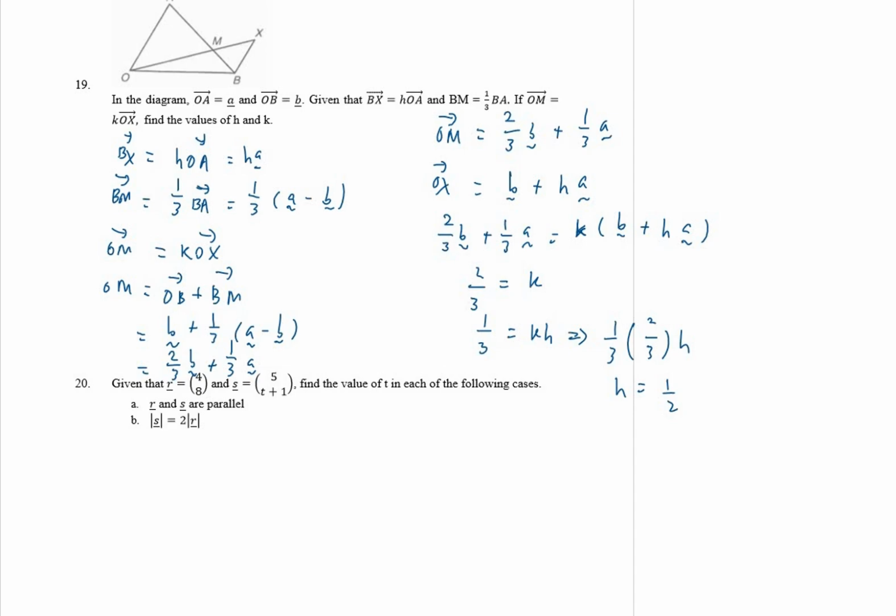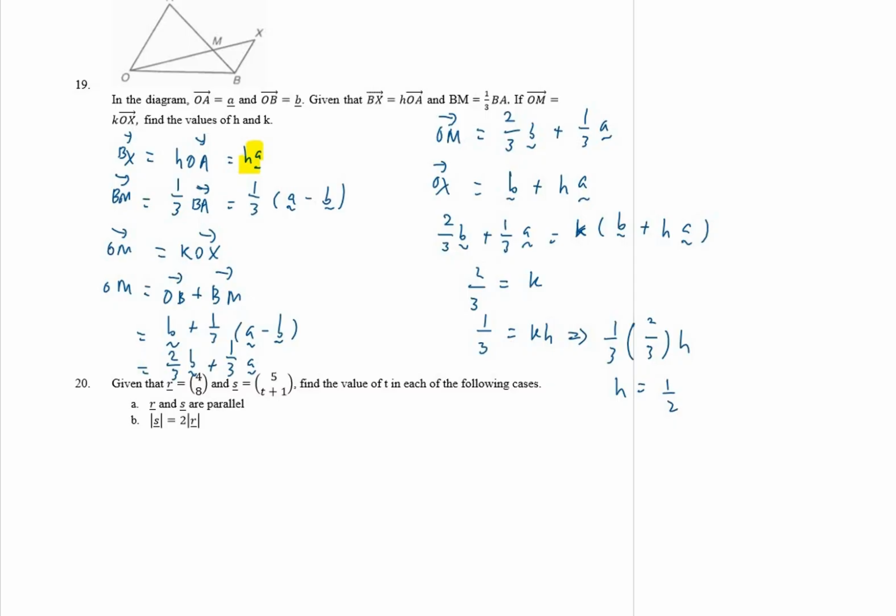Okay, so now we have question 19. BX equals h OA and BM equals 1/3 of BA. If OM equals k OX, find the values of h and k. You want to find the values of h and k, two unknowns, so you need two equations. So we find our BX first. BX is h OA, which is actually h A. Then we want to find BM. BM is actually 1/3 of BA, which is BO plus OA, which will give you 1/3 (A minus B).